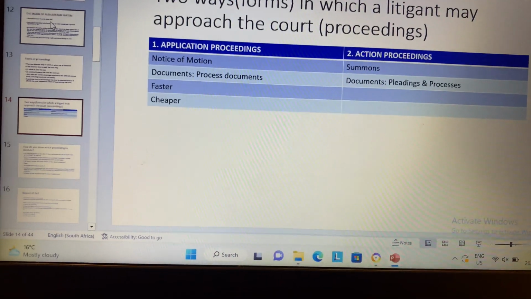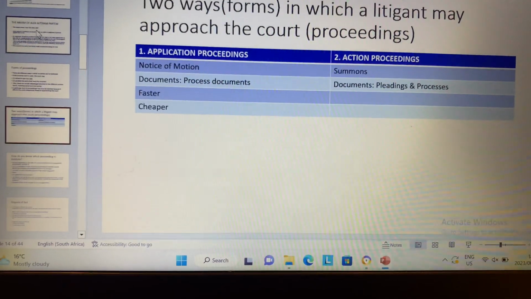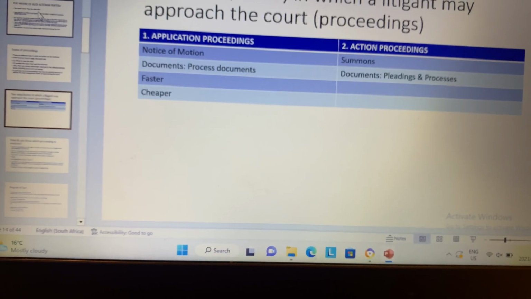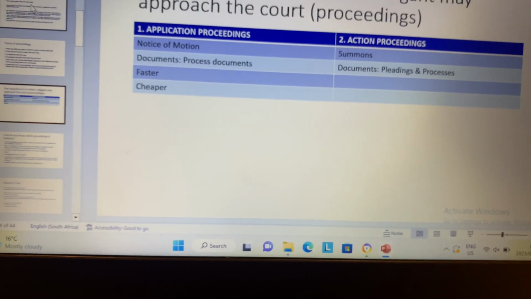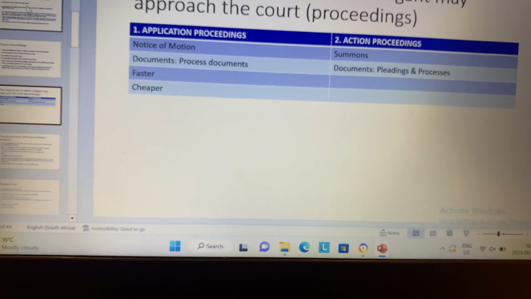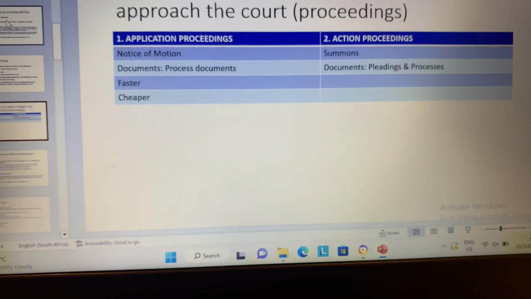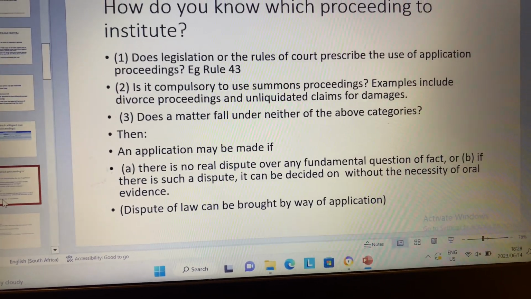In application proceedings, documents are referred to as process documents, whilst with action proceedings, they are referred to as pleadings and processes. Application proceedings are generally faster and cheaper, so many people opt for it. But it's not just a matter of deciding out of the blue. You need to look at the following. How do you know which proceedings to institute?